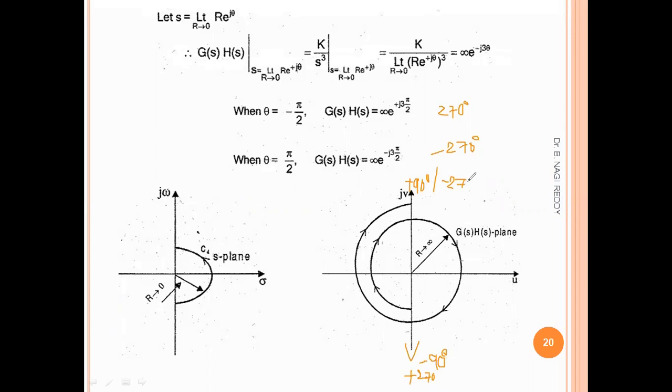Right? So according to our section C3, we have got the infinite magnitude. So we need to draw the circle with infinite magnitude and it has to start at 270. So you can see at 270, we are starting the circle and it has to close at minus 270. Minus 270 means this line. So at minus 270, we are closing the circle. But you can see the difference between these two angles is 540 degree.